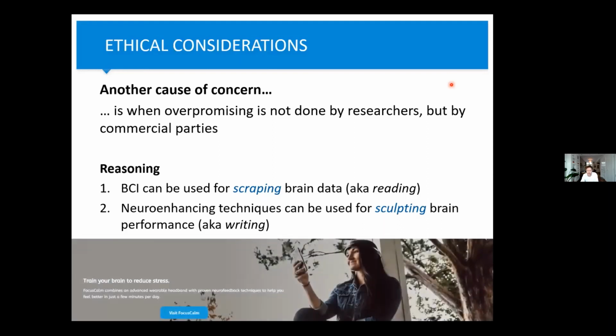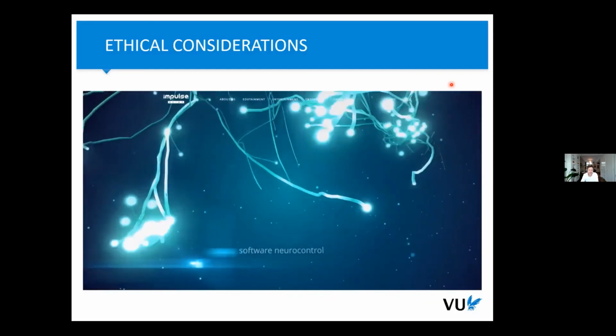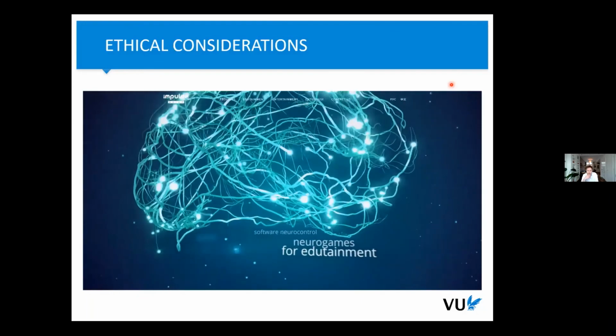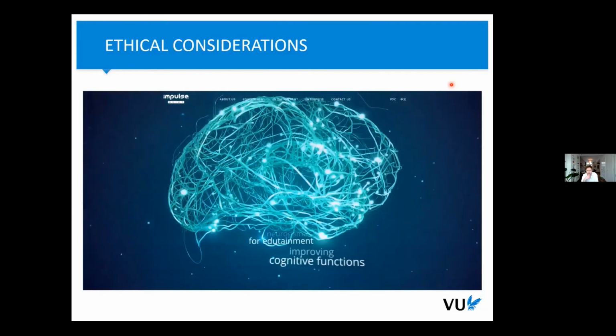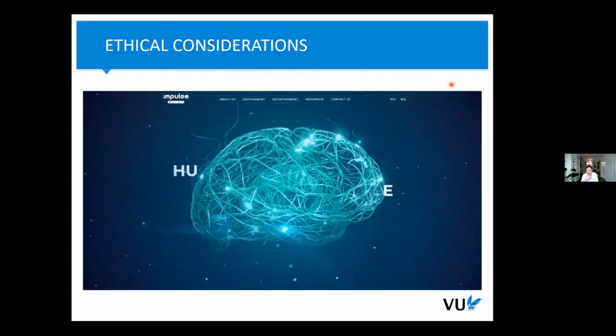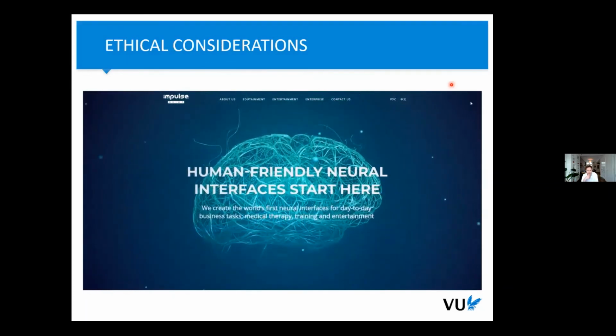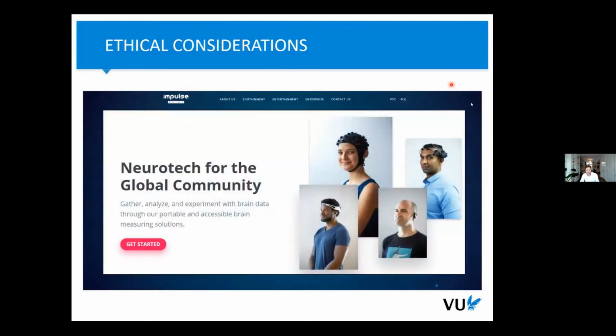And there are plenty of examples in the literature. So this is the Focus Calm headset. It says train your brain to reduce stress. This is Impulse. And they have these nice looking, very scientific websites and videos. Human-friendly neural interfaces start here. We create the world's first neural interface for day-to-day business talks, medical therapy, training, and entertainment. Neurotech for the global community, and so on.